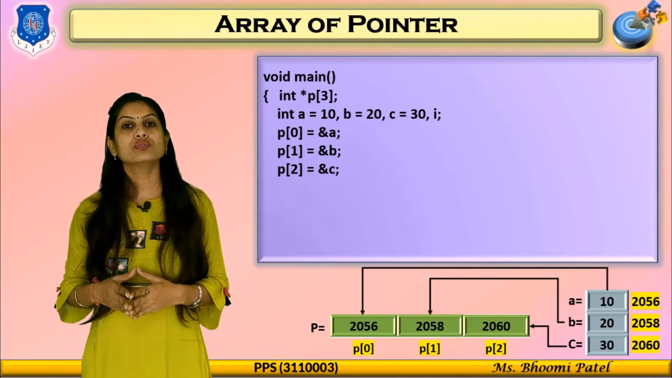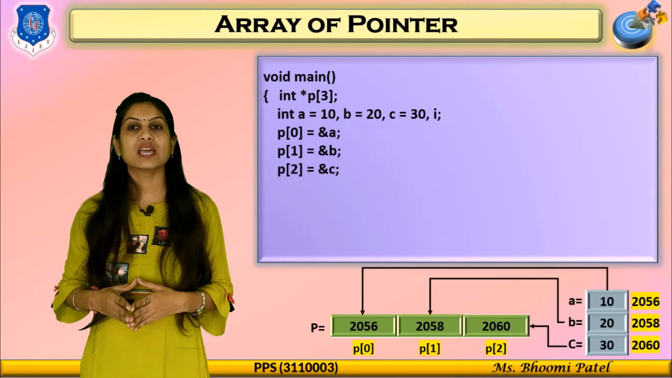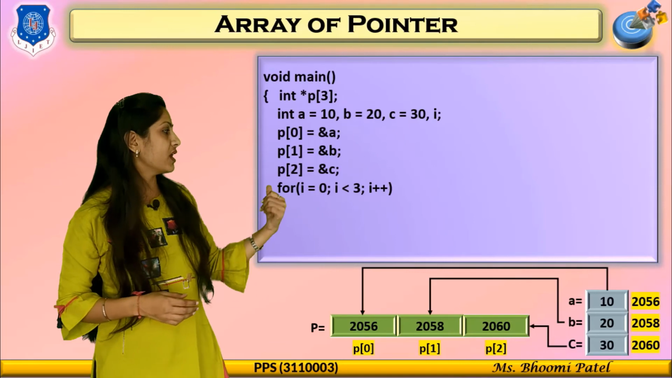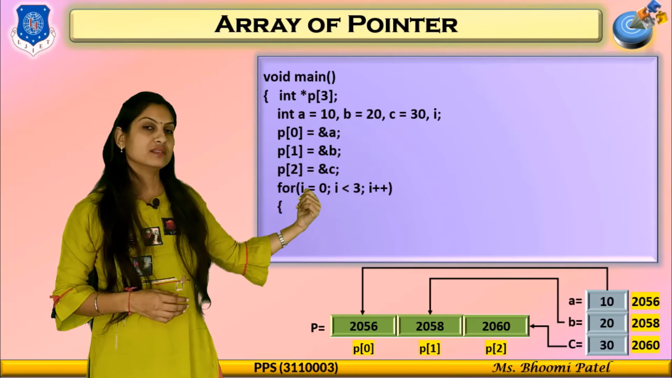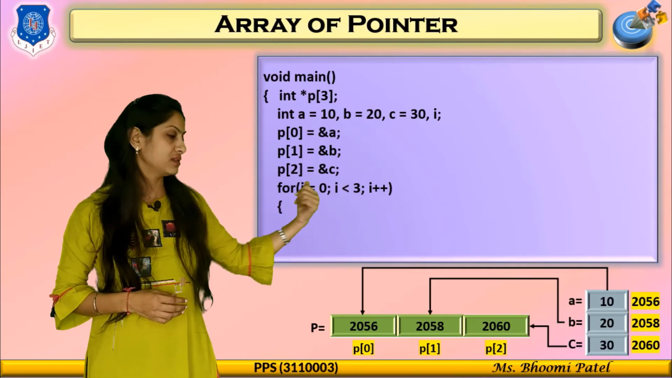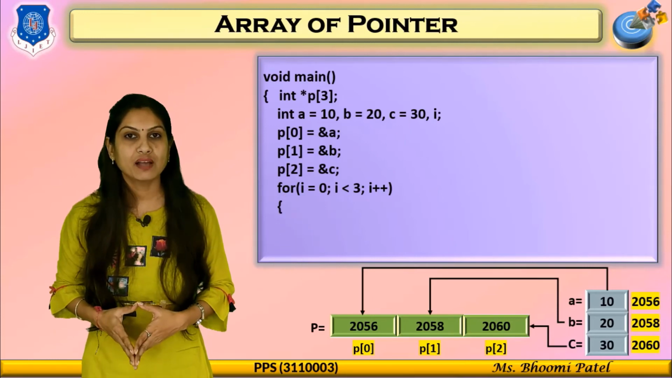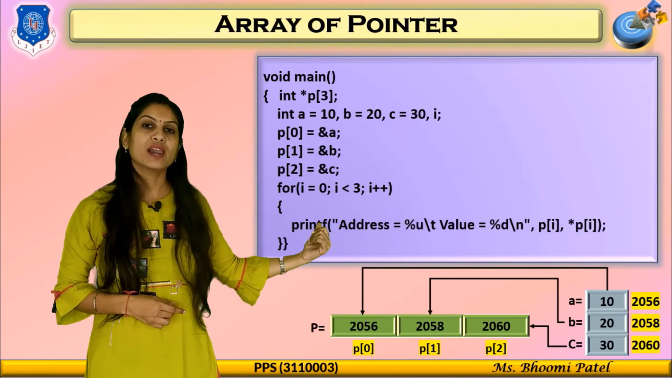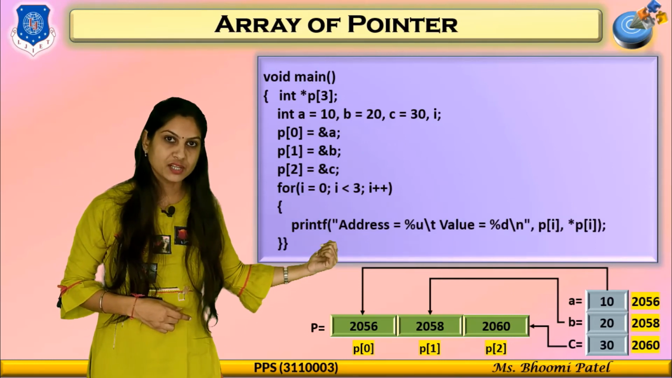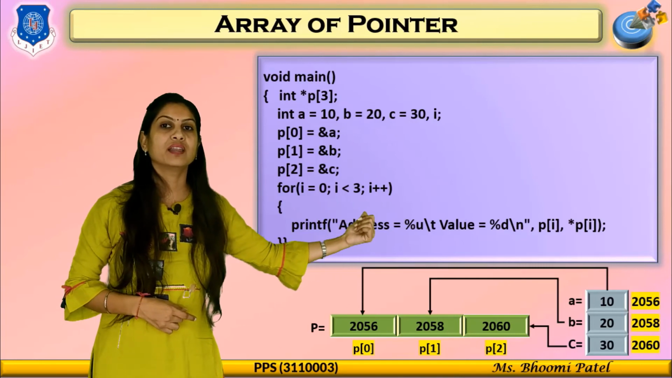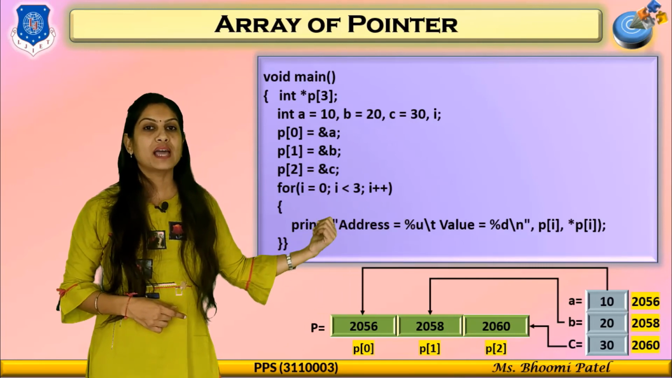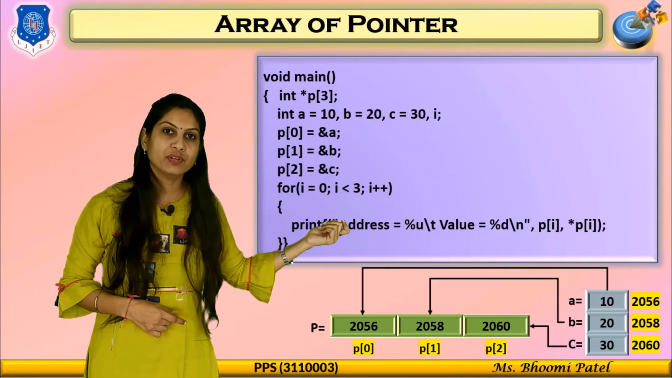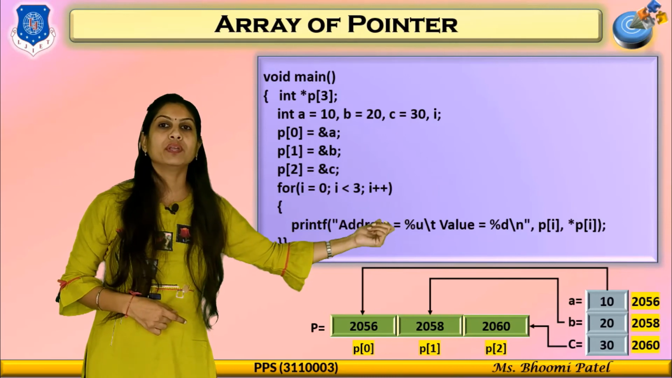And now we want to print these 3 values, 10, 20 and 30, using the concept of array of pointers, and for that we are using a for loop. I starts at 0, i < 3, i++, and inside it we are writing the printf statement like address = %u. For the address we have to use the control string %u, and for a value %d. The first is for the address, so simply we have to write p[i], and for the value we put a star before it, so we are writing *p[i].